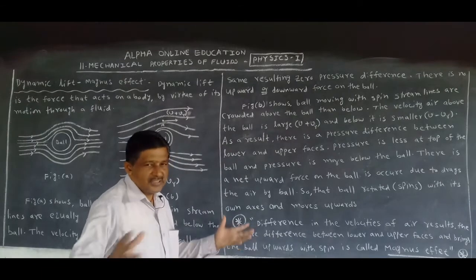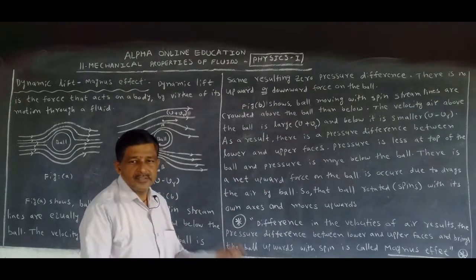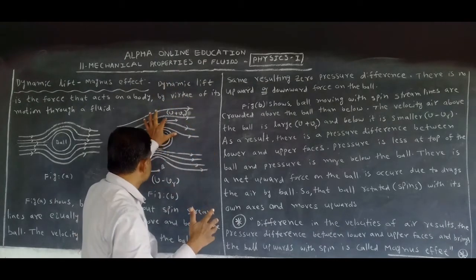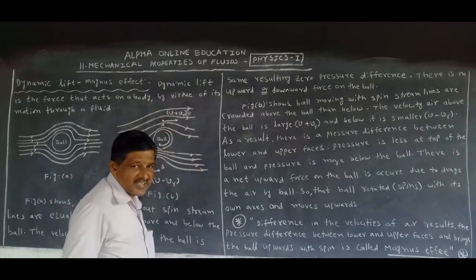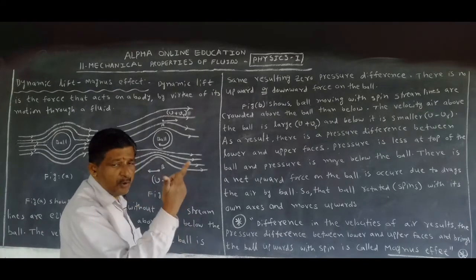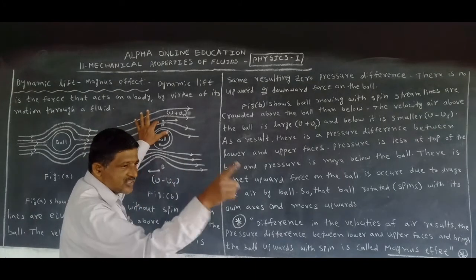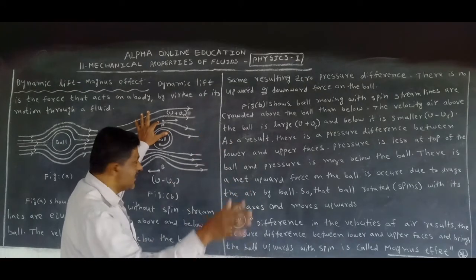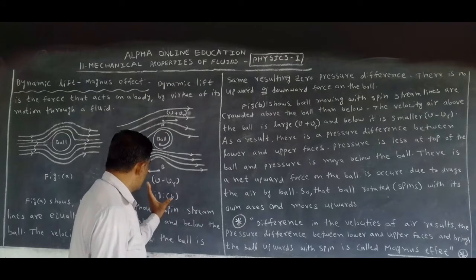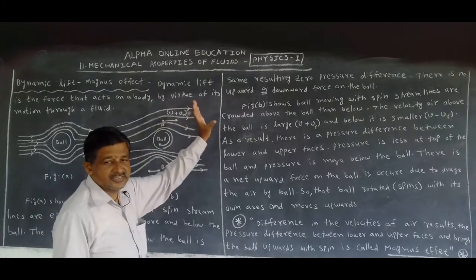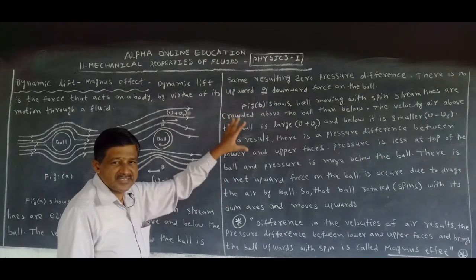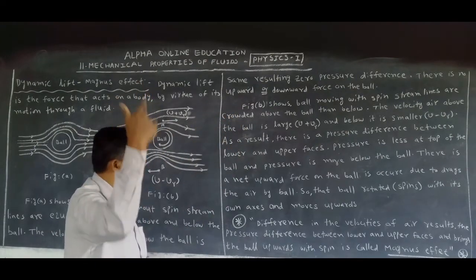That's why a force acts on the ball. On the top of the ball the velocity is more, at the bottom the velocity is less. At the bottom, velocity is less so pressure is more, and at the top velocity is more so pressure is less. That's why the force acts upwards. The force acts upwards when the ball moves and also spins. It is called dynamic lift.